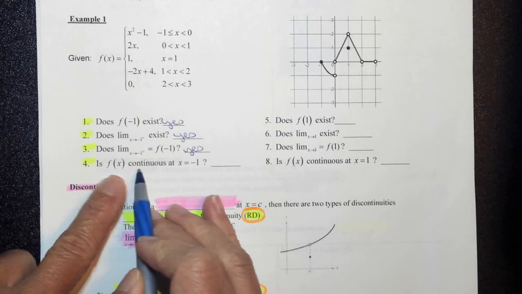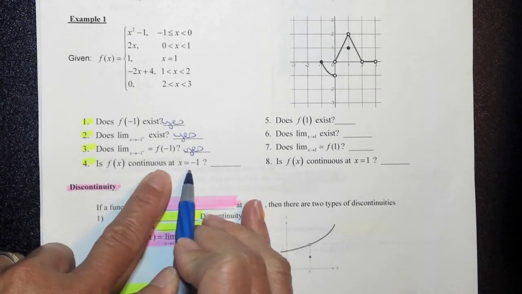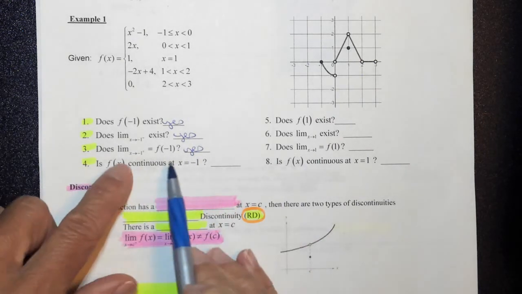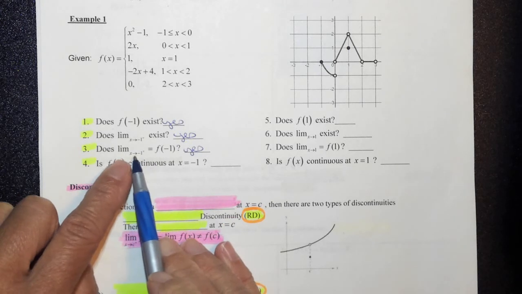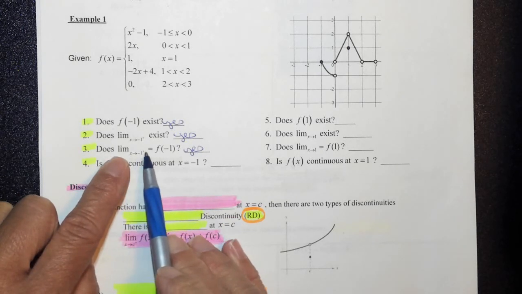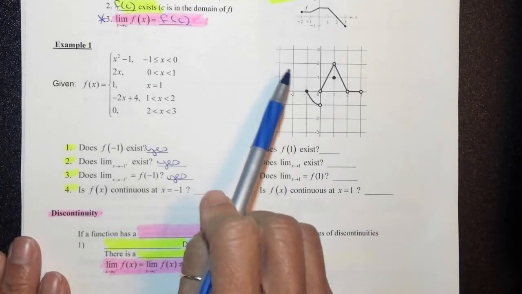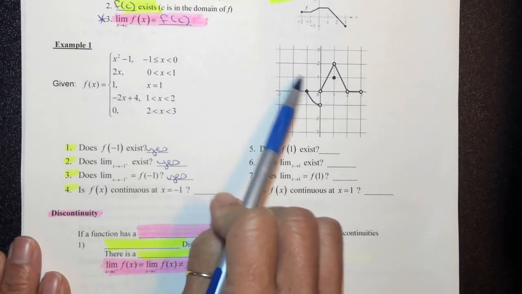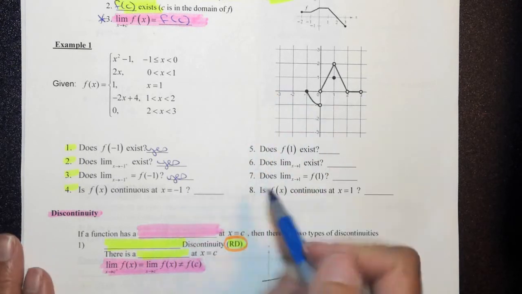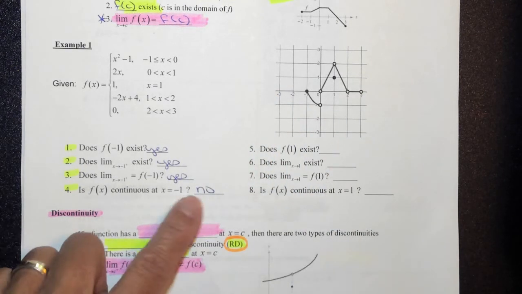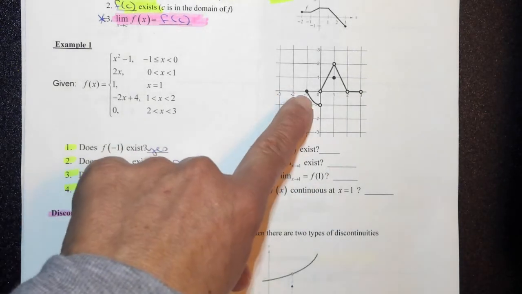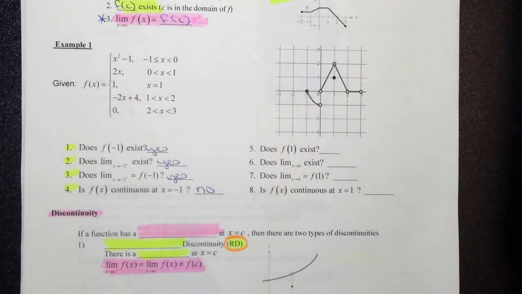Is f of x continuous at x equal to -1? Now, the other side that we didn't look at here is the limit as x approaches -1 from the left. It's this piece right here. Do we have any portion of the graph that approaches from the left? No, we do not. So we cannot conclude that the function is continuous there. We don't know what's happening from the left.